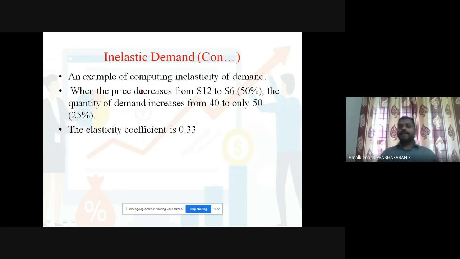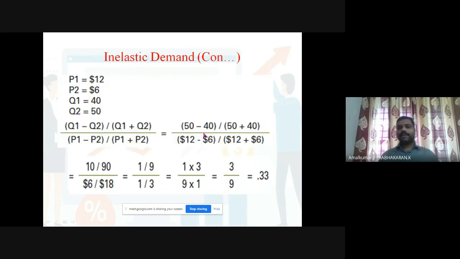In case of inelastic demand, this is an example. When the price decreased from $12 to $6, a 50% decrease, the quantity demanded increased from 40 units to 50 units. The elasticity coefficient is 0.33. This is computed based on the similar equation we already discussed, Q1 minus Q2 divided by Q1 plus Q2. This is the equation used for computing the elasticity of demand, and based on this computation, we got 0.33 as the elasticity of demand.